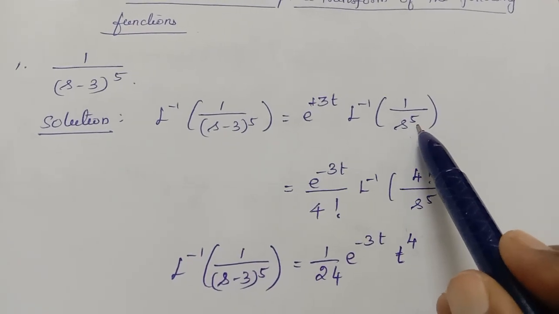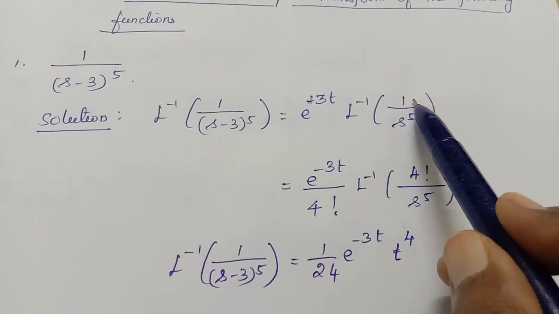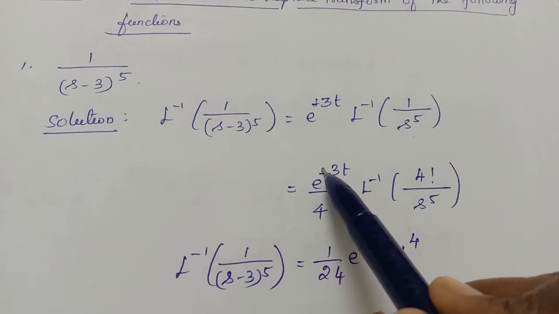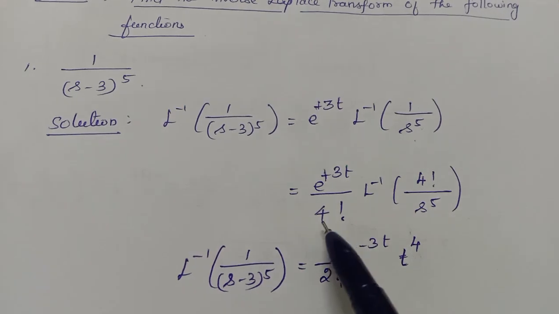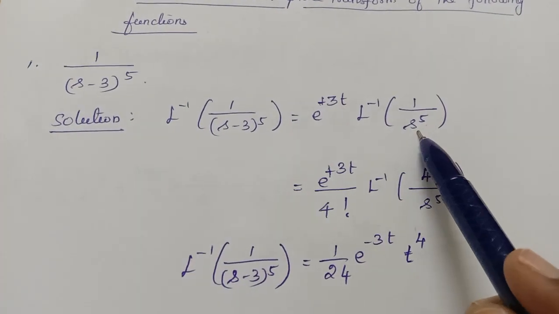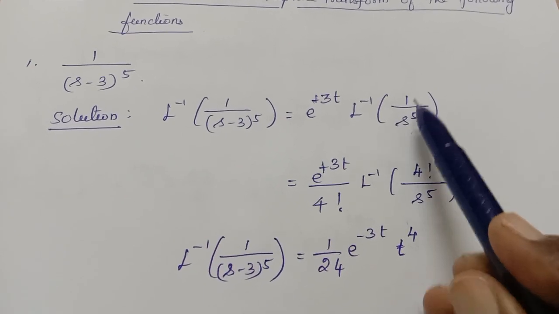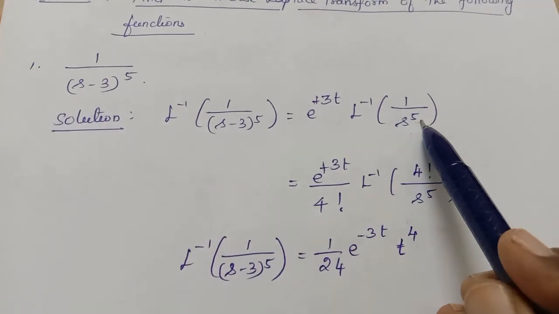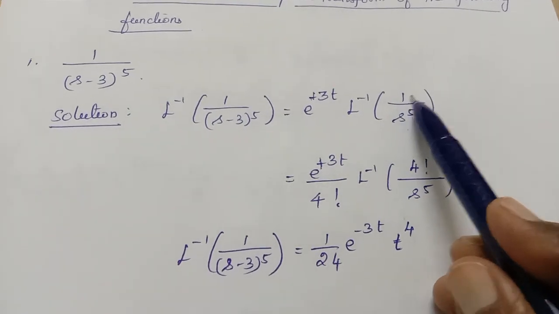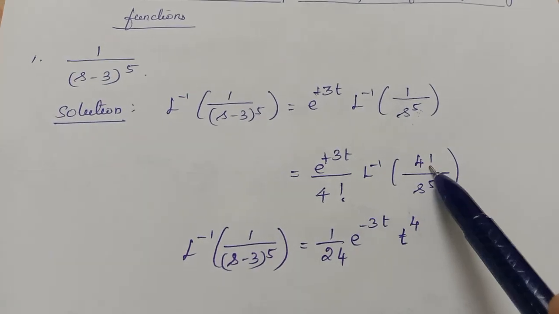Now you are having s power 5, no? So in the numerator you should have 4 factorial, but it is not here. So I am multiplying and dividing by 4 factorial. Okay, why am I multiplying and dividing? It is like 1 by s power n plus 1. So if I am having 1 by s power n plus 1, the numerator should be n factorial. Here it is 5, no? So 4 factorial should be there. It is not present here, so I am multiplying and dividing by 4 factorial.